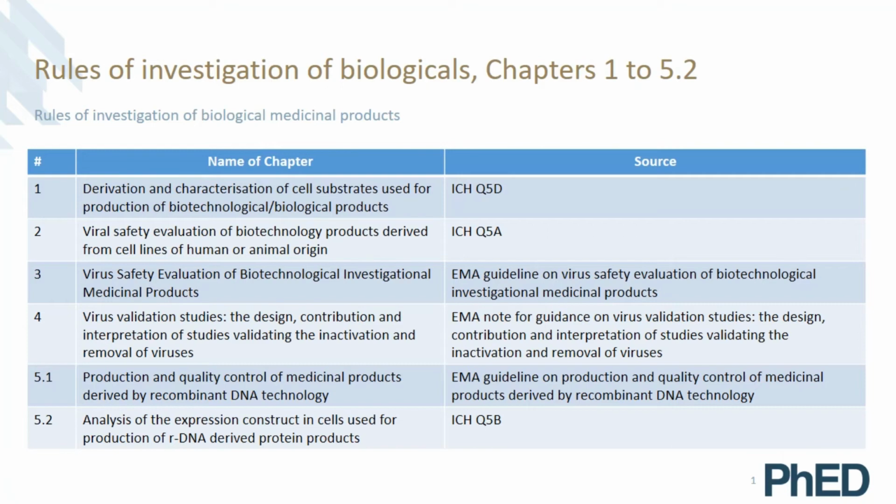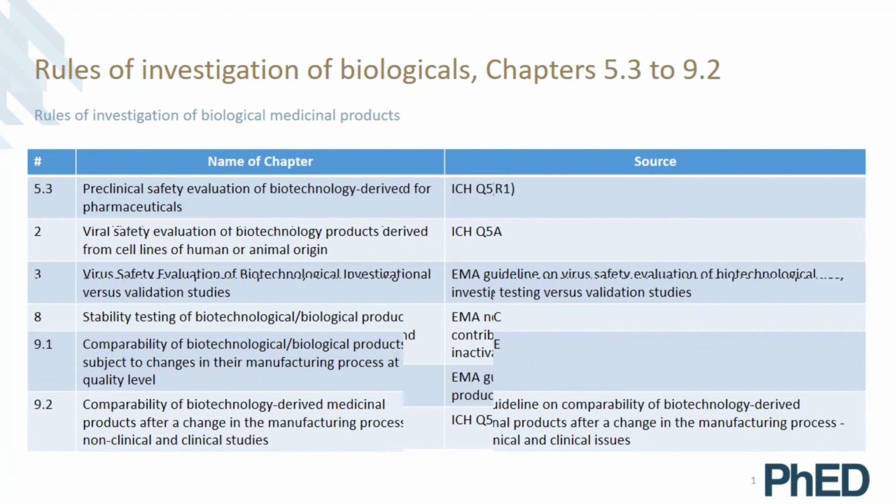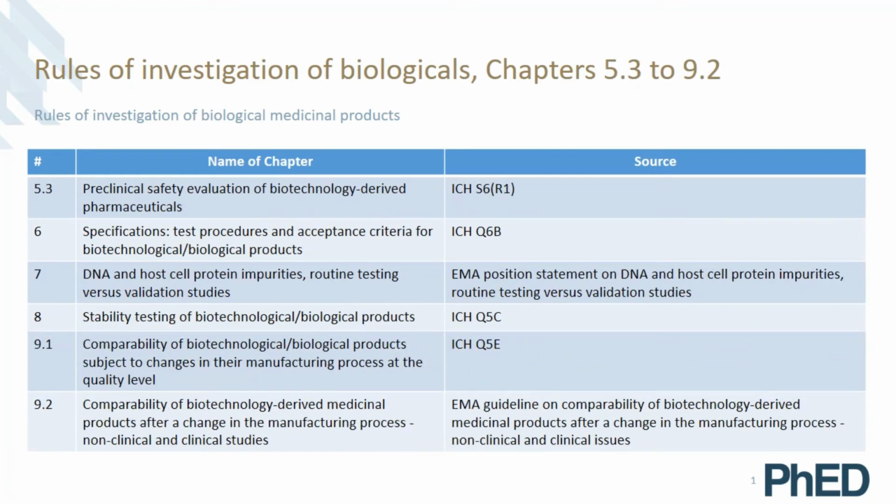Chapter 5.1 corresponds to the EMA guideline on production and quality control of medicinal products derived by recombinant DNA technology. Chapter 5.2 corresponds to ICH Q5B, analysis of the expression construct in cells used for production of rDNA-derived protein products. Chapter 5.3 corresponds to ICH S6, preclinical safety evaluation of biotechnology-derived pharmaceuticals.